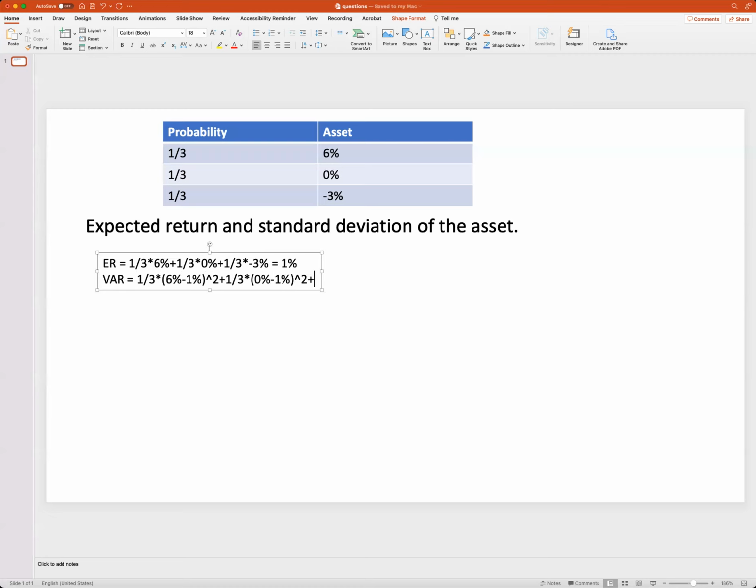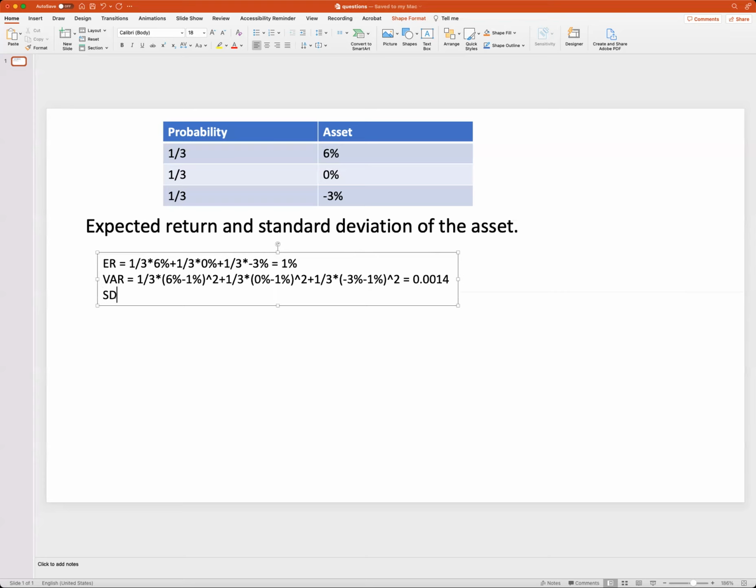Square that, plus 1/3 times -3% minus 1%. Square that. And that gives you 0.0014.